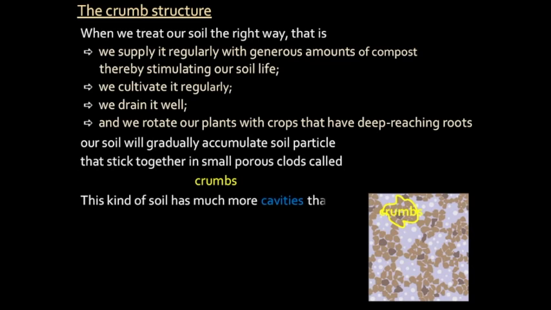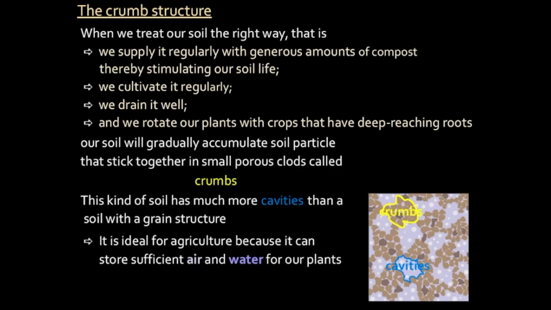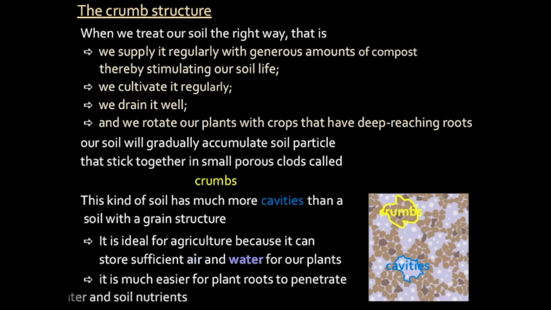This kind of soil has many more cavities than the soil with a grain structure. It is ideal for agriculture because it can store sufficient air and water for our plants. And it is much easier for plant roots to penetrate and so absorb more water and soil nutrients.